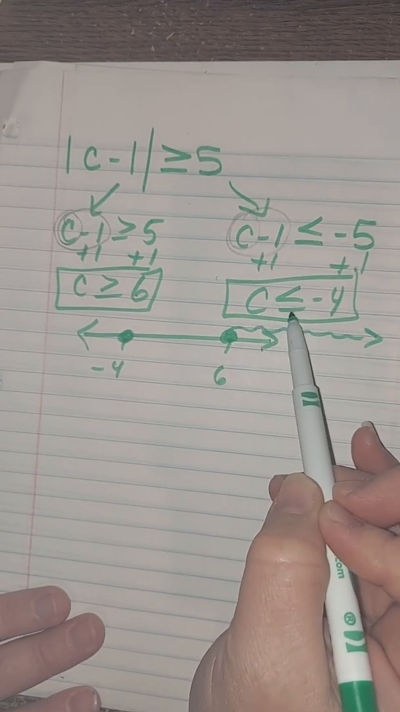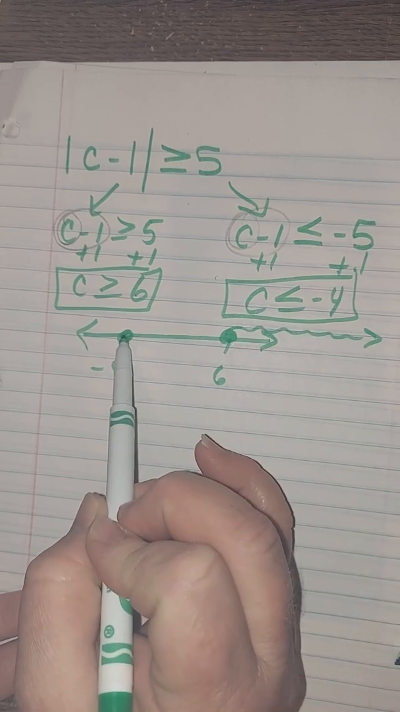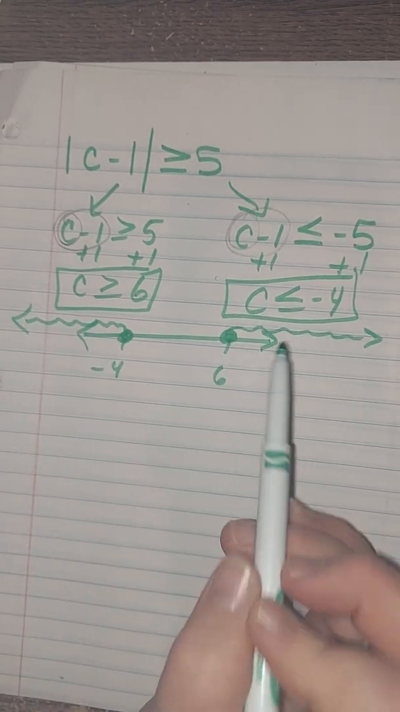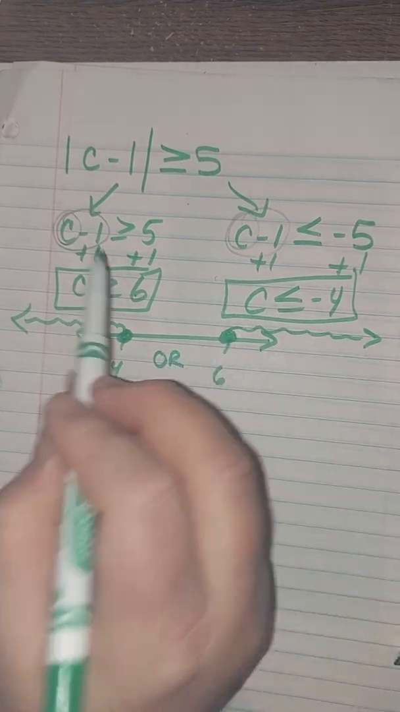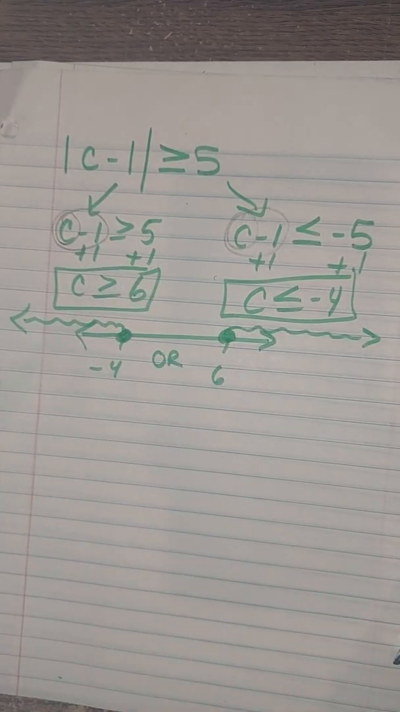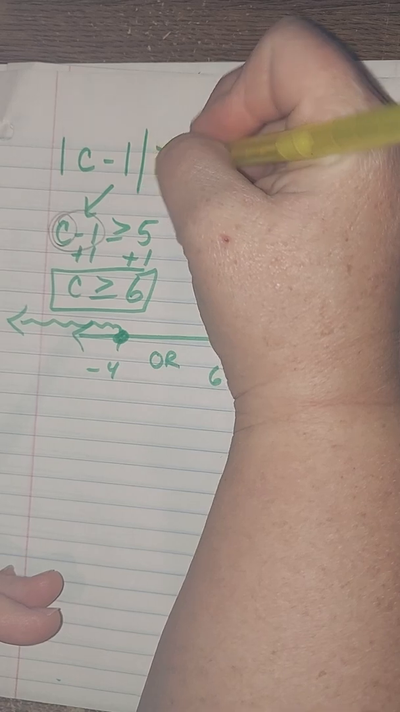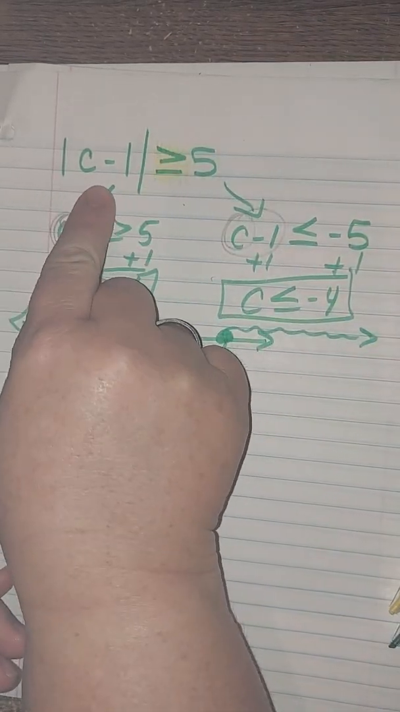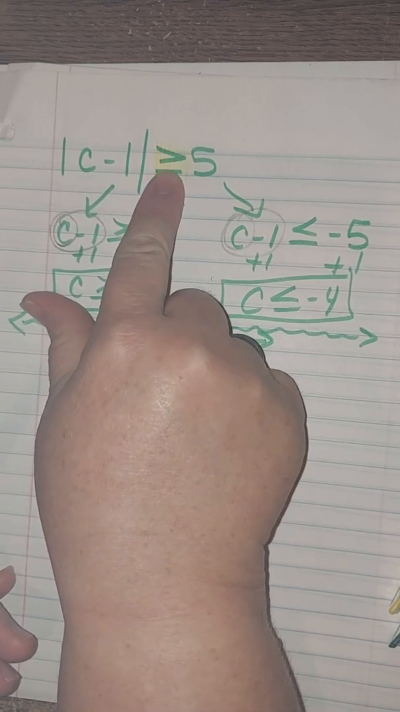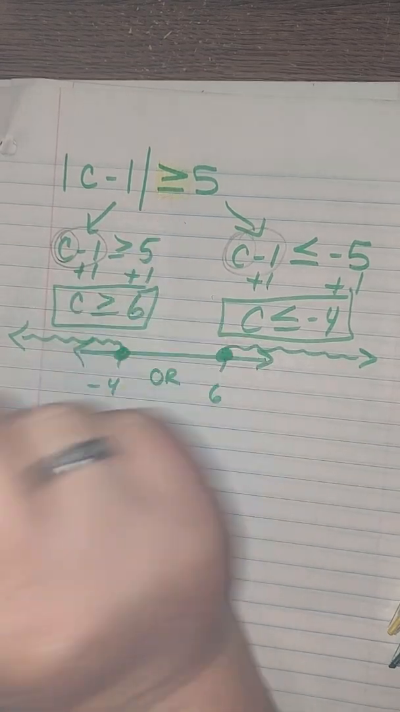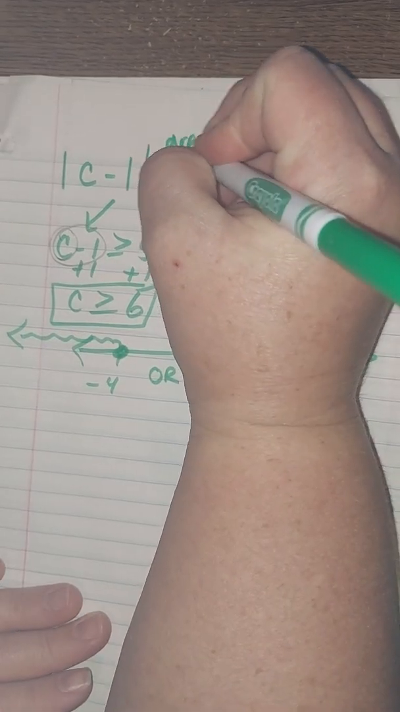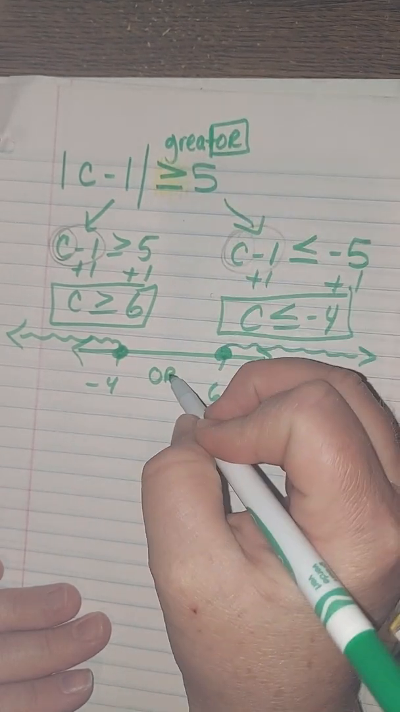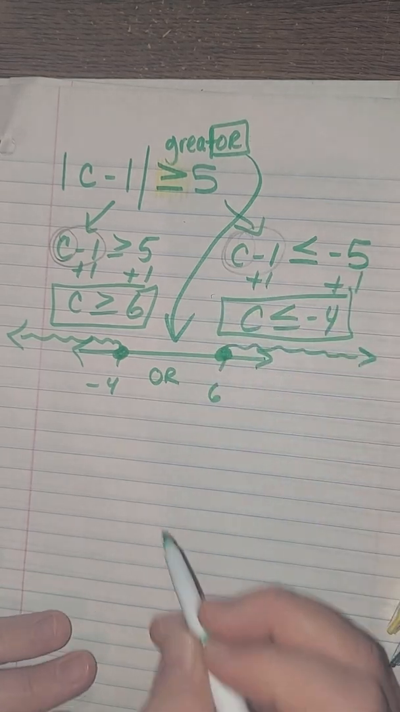C is less than or equal to negative 4. Less is to the left. Ooh, those go apart. That looks like an or statement. Let's go back up to the top and make sure this is an or statement. What does this say right here? C minus 1, the absolute value, C minus 1 is greater. This is not how you spell greater, but greater. So it is right.